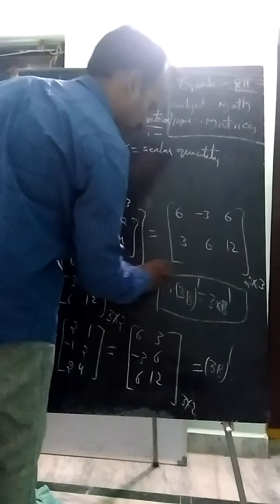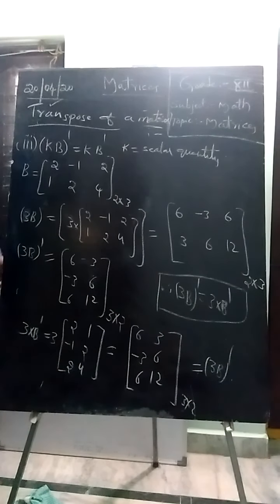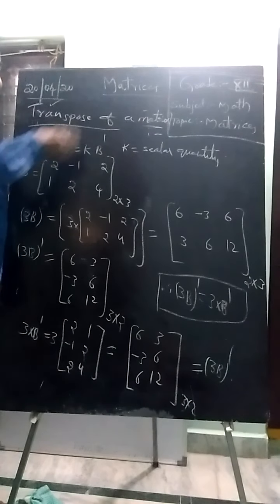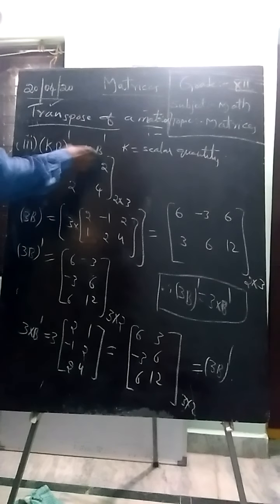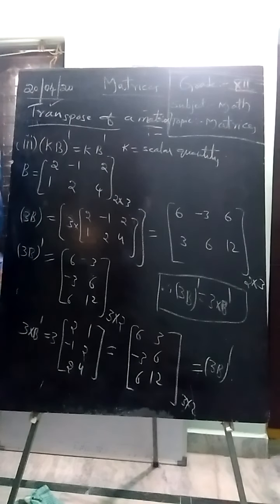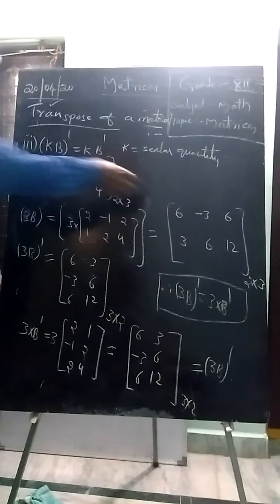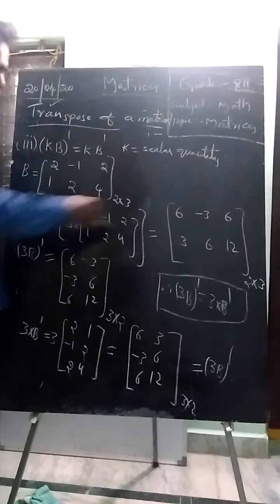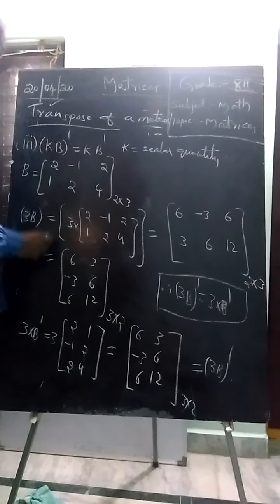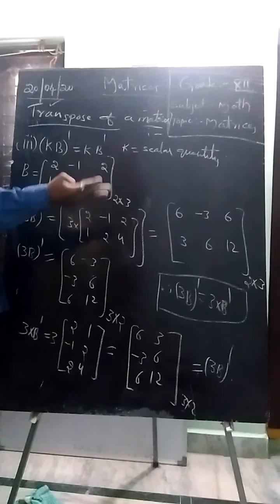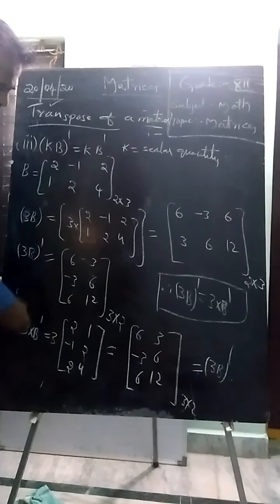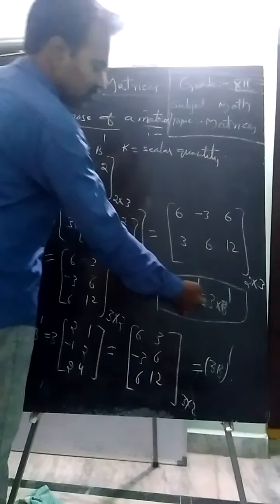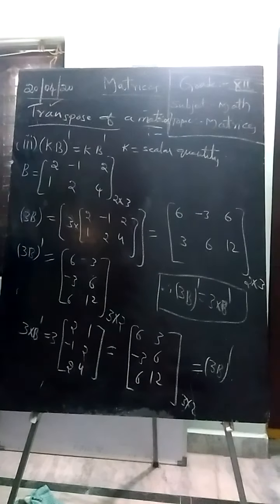Universally it is applicable. Once again I am repeating, students. Let us consider one matrix B and K, one scalar quantity, 3 or any constant or variable, that is up to you. It should be a scalar quantity. Then we follow the method. We know transpose means changing rows into columns, columns into rows. So we have the result: (3B)' equals 3 into B'. This is the third property. Now we have the fourth property.